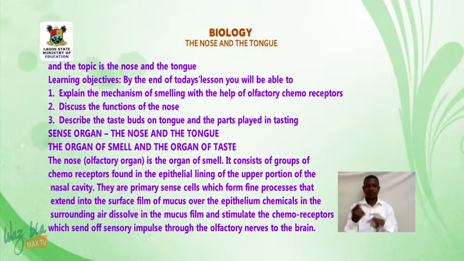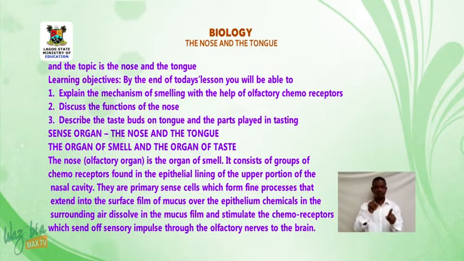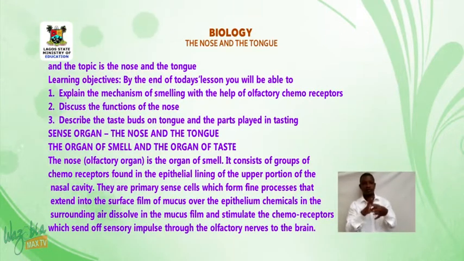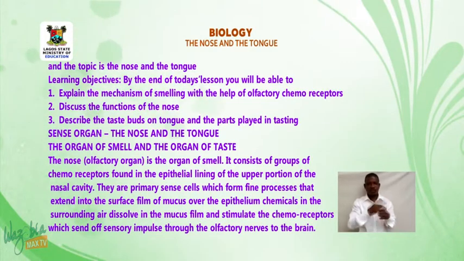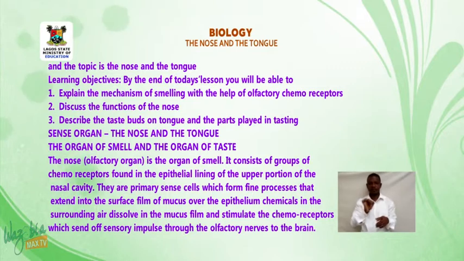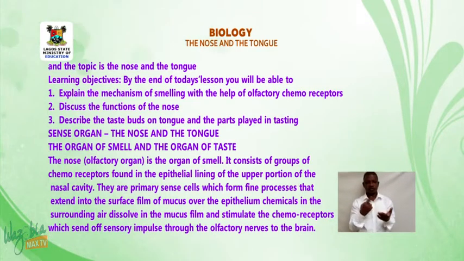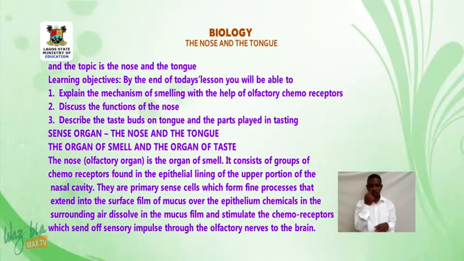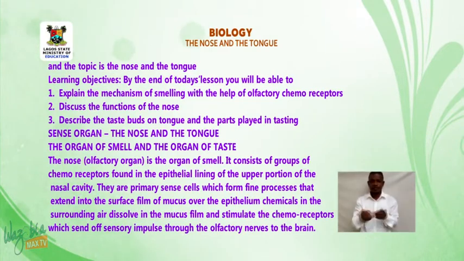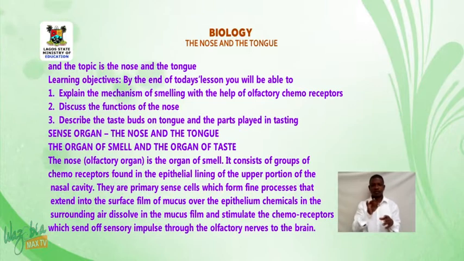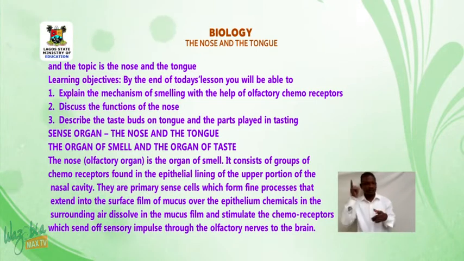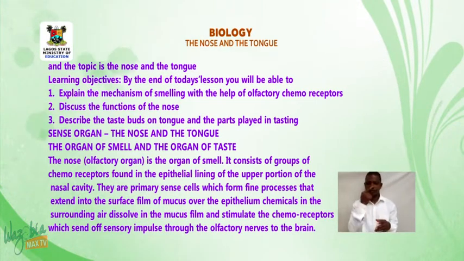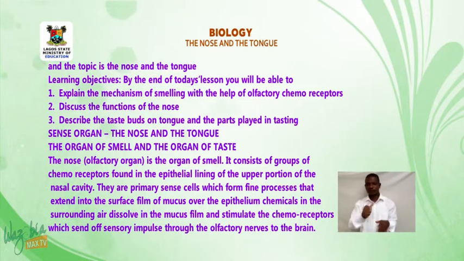Learning objectives. By the end of today's lesson, you will be able to: 1. Explain the mechanism of smelling with the help of olfactory chemoreceptors. 2. Discuss the functions of the nose, which is the organ of smell. 3. Describe the taste buds on the tongue and the parts played in tasting. Happy listening.